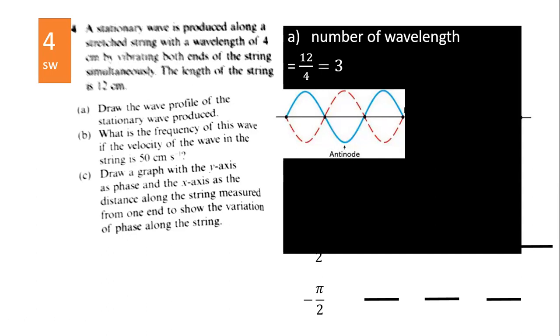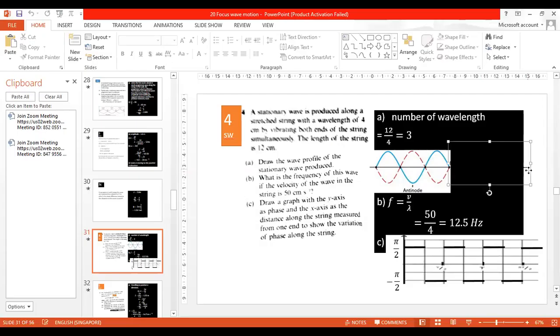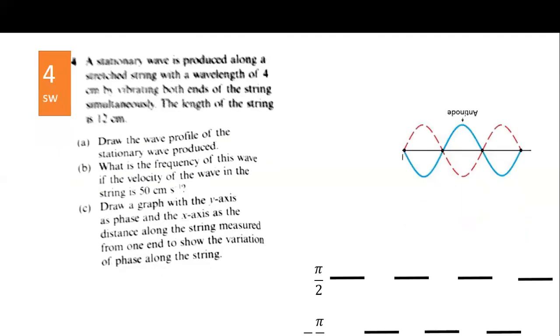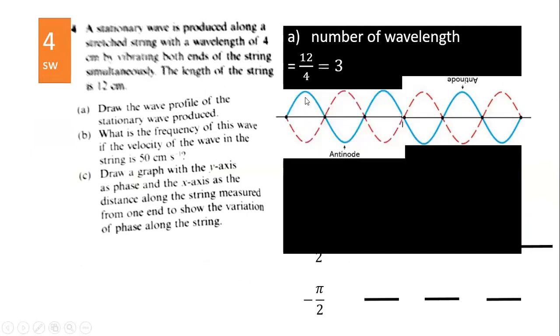Sorry, I've done something wrong. Yep, that should be the way. That should be the answer. 1 wavelength, 2 wavelength, 3 wavelength. So it means we should have 6 loops.